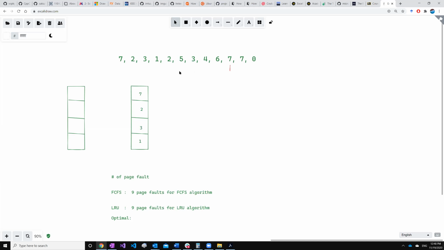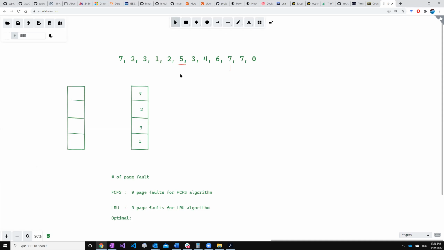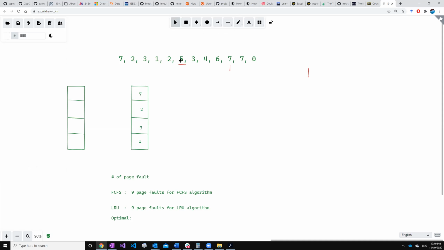And then how about 2? Where are we? We need to load 5 into the table, right? Because 7, 2, 3, 1, 2 is being resolved. I need to load 5. And then you compare, where is this lovely 2? Well, you can assume it is somewhere infinitely far away, because according to this sequence, we will not use this 2 at all, okay?